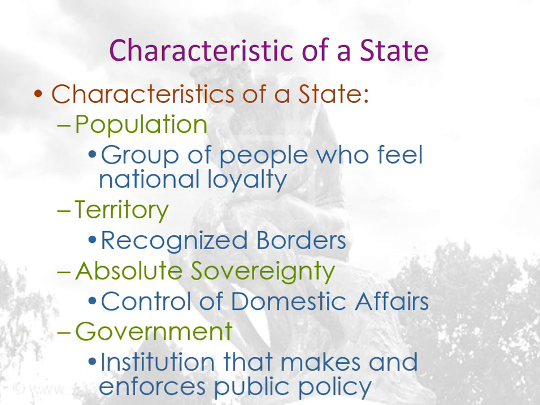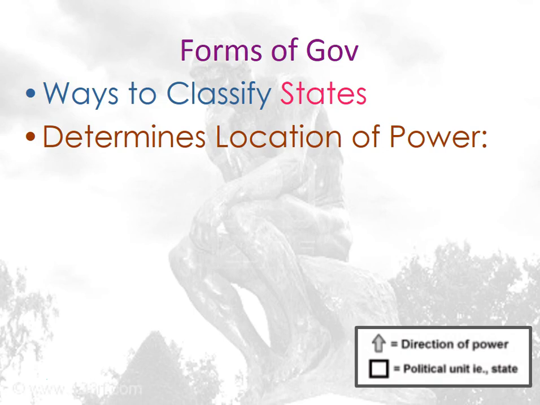So the third thing we need to have a country is absolute sovereignty, control over our policy. And then the fourth thing we need is a government. We need some type of institution to make and enforce public policy. We need somebody who decides what the rules are going to be, and we need somebody to enforce those rules for us. There are many entities in the world that have two or three of these, but not all four. In order to have a state, in order to have what we would call a country, you need population, territory, absolute sovereignty, and a government.